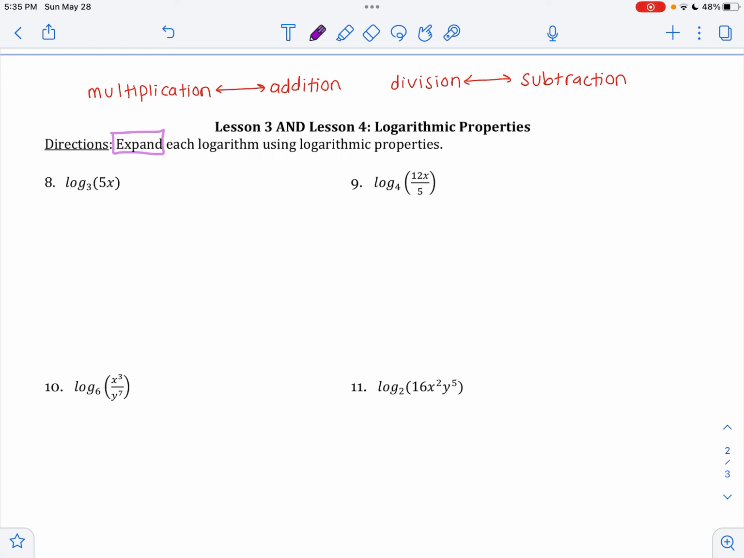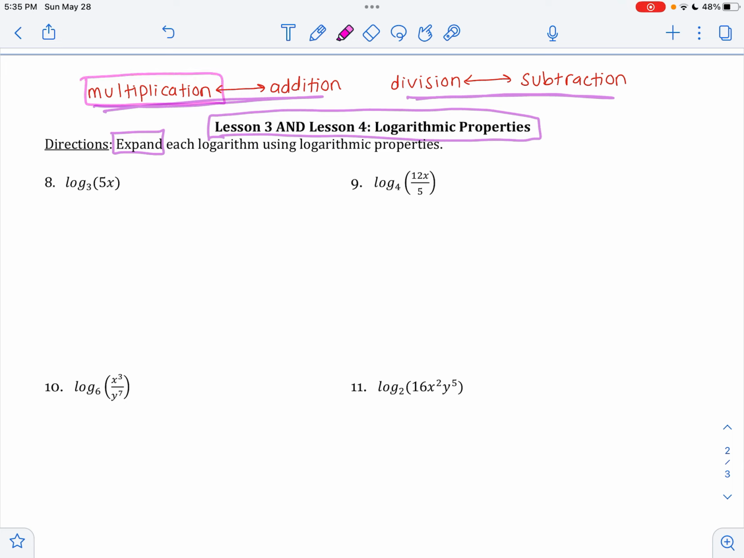Okay, so lesson 3 and lesson 4, this is when we use the logarithmic properties. So I wrote this little cheat sheet up here, and you'll find this in lesson 3. But basically, what we're going to be doing is when we see multiplication, like I have written here, if we're going to expand, we're going to be turning the multiplication into addition. I'll explain this. And then division, we're going to be turning it into subtraction if we're expanding. So that's the direction we go if we expand.